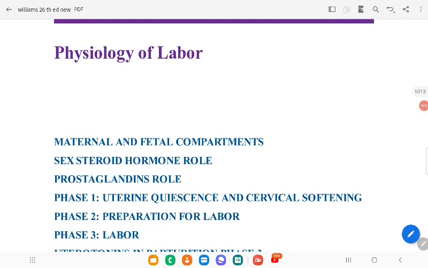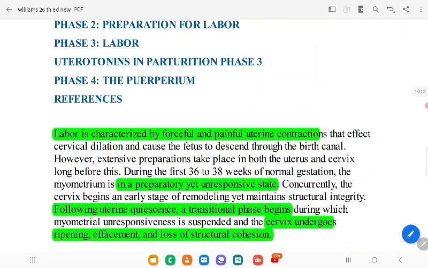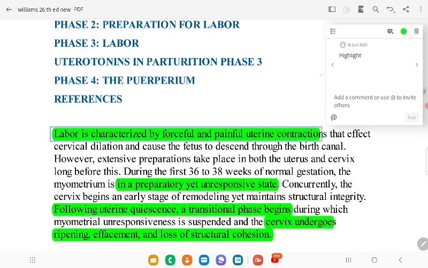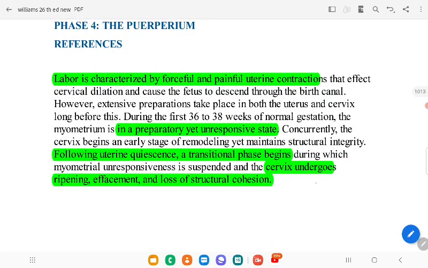We'll start the topic from the Williams 26th edition. The topic is physiology of labor. What is labor? Labor is characterized by forceful and painful uterine contractions that affect cervical dilatation and cause the fetus to descend through the birth canal.